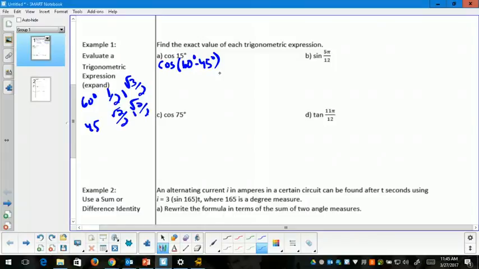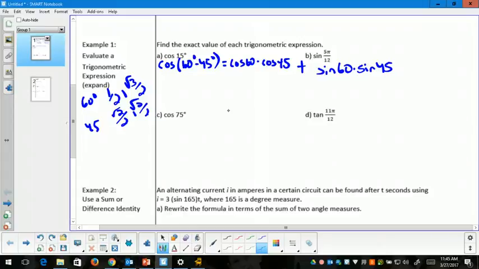So when I do this, I'm going to write it out using the rule. I have cosine of 60 times cosine of 45 plus sine of 60 times sine of 45. Now you could have also done this with 45 and 30. That would still give you the same thing in the end. I think that's how they do it in the book as well, but either one should give you the same answer.